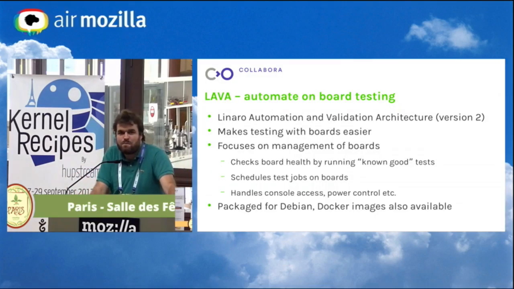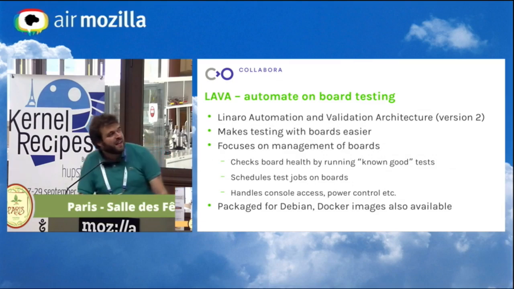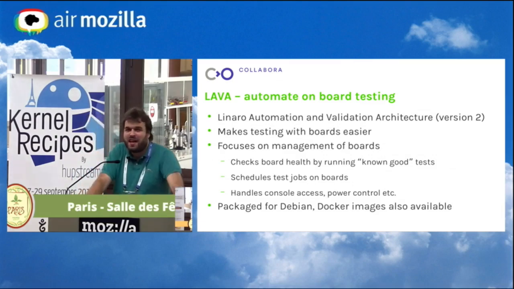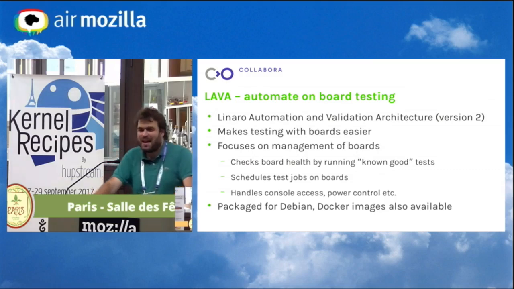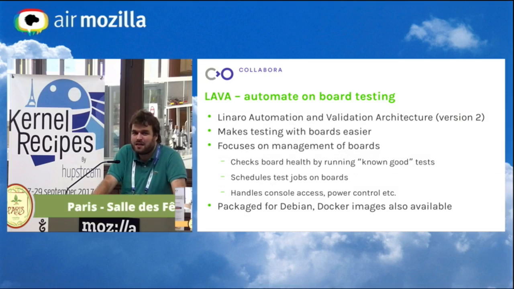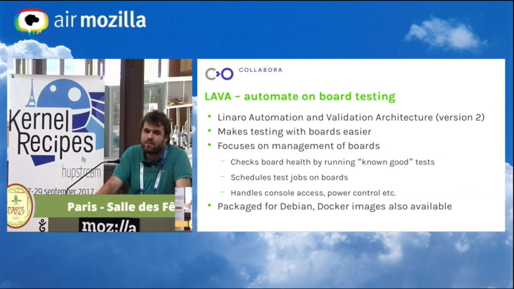So next, I said Lava. Lava is the Linaro automation and validation architecture. It is not a continuous integration system. It's a part of a continuous integration system. It makes testing with boards easier. It's focused on managing boards.